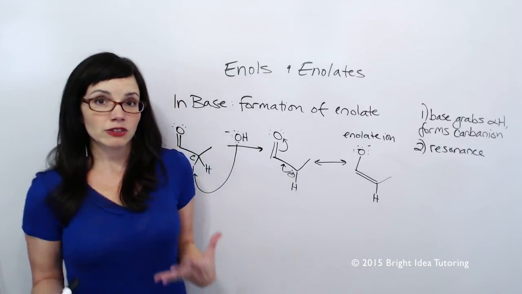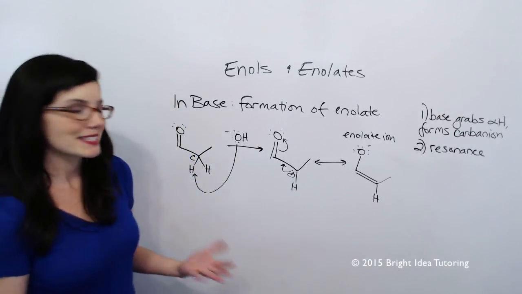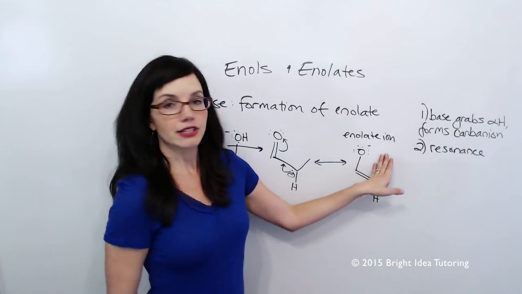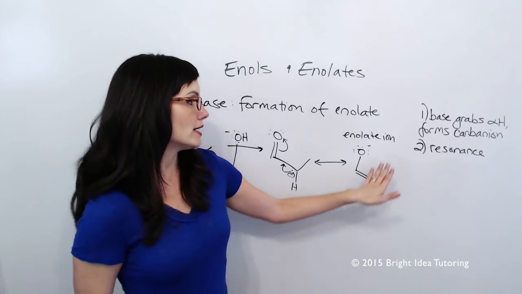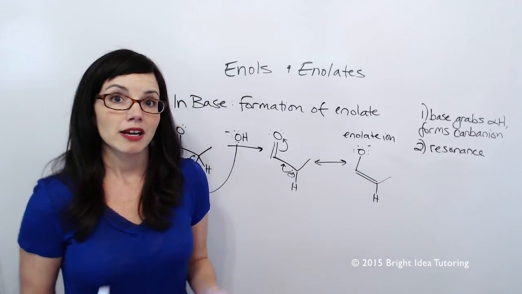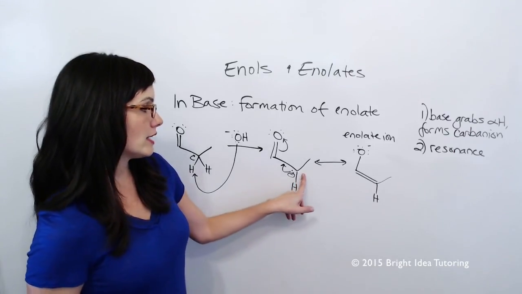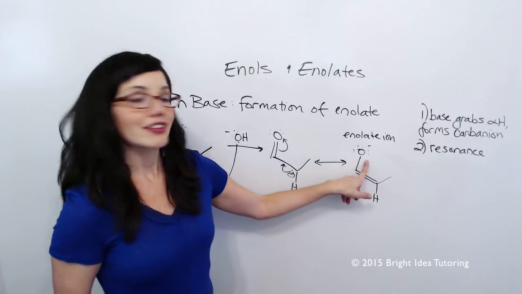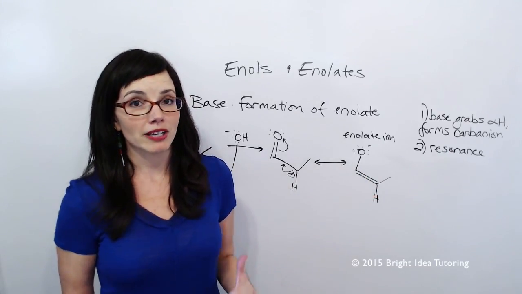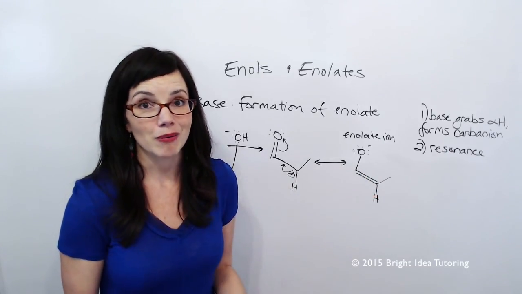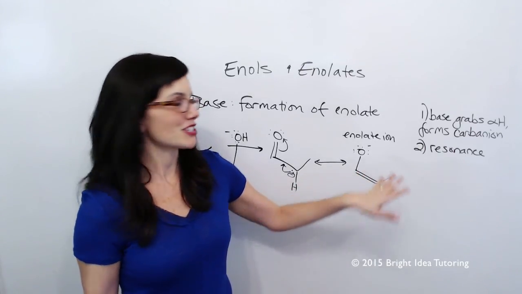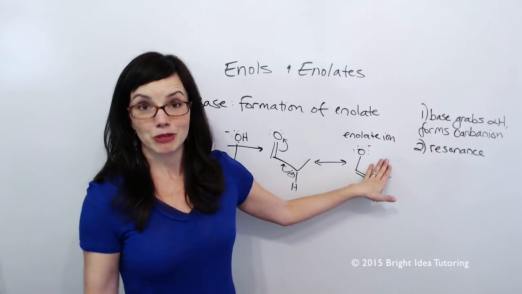And really, the enolate ion is the resonance hybrid of these two structures, the carbanion and the true enolate itself. But this enolate is the one that exists the vast majority of the time. The reason for that is because here the negative charge is on carbon, here the negative charge is on an oxygen, and we want the negative charge to be on the more electronegative atom because that is more stable. So this is by far the more stable resonance structure, and it's the one that's going to exist the majority of the time.